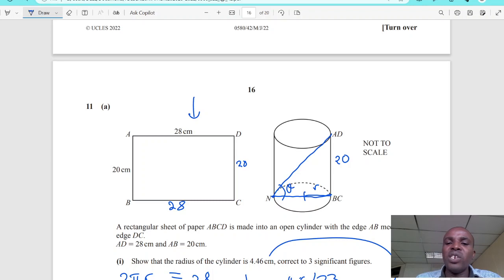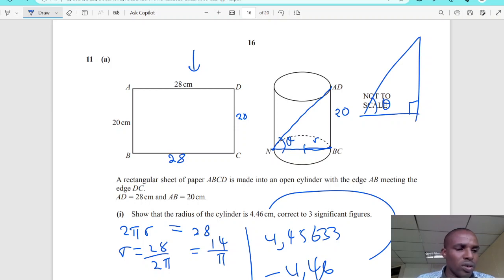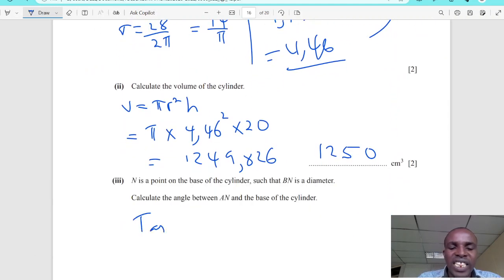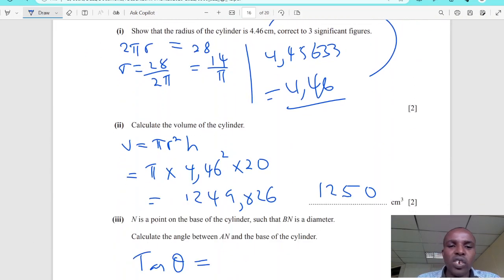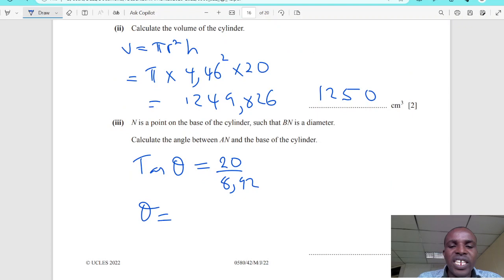Radius times 2, that will be the diameter. Then you have 20. So you have a right angle triangle like this, with this angle theta. Then radius 4.46 times 2 is 8.92, and this one is 20. We want to find this angle. To find this angle, we have opposite and adjacent, that's tan. So tan theta equals opposite, which is 20, over 8.92. Then to get theta, you say theta is arctan of 20 over 8.92.